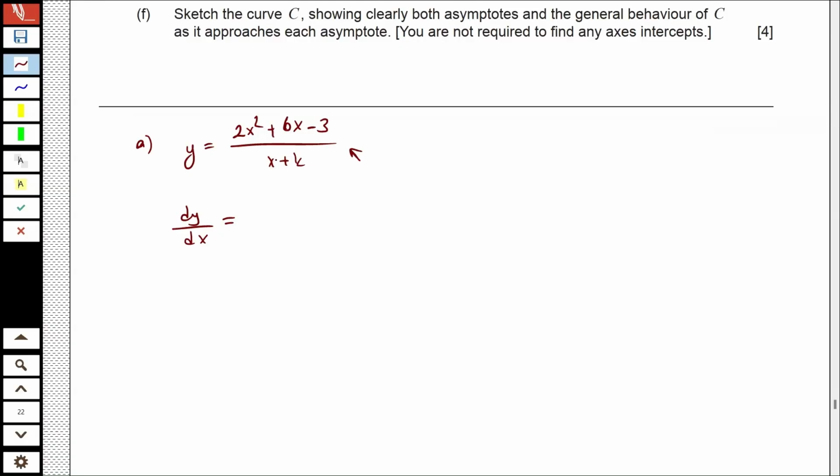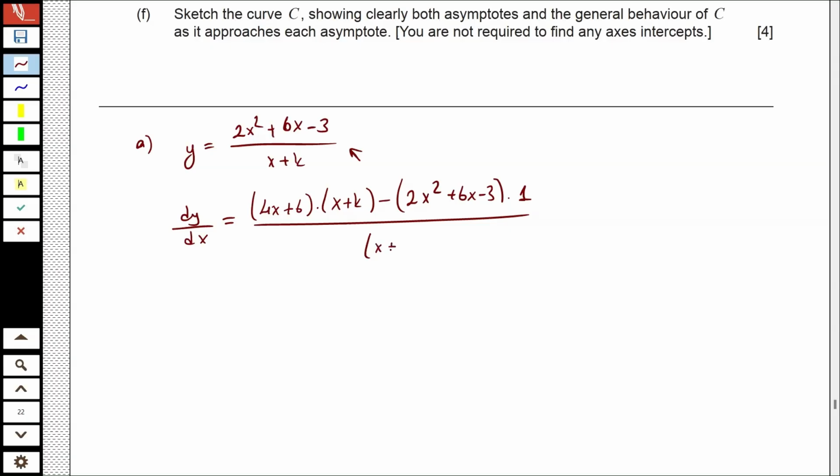First, we find the derivative of the numerator, which is 4x + 6, times the denominator, x + k, minus the numerator, 2x² + 6x − 3, times the derivative of the denominator, which is 1, divided by (x + k) squared.